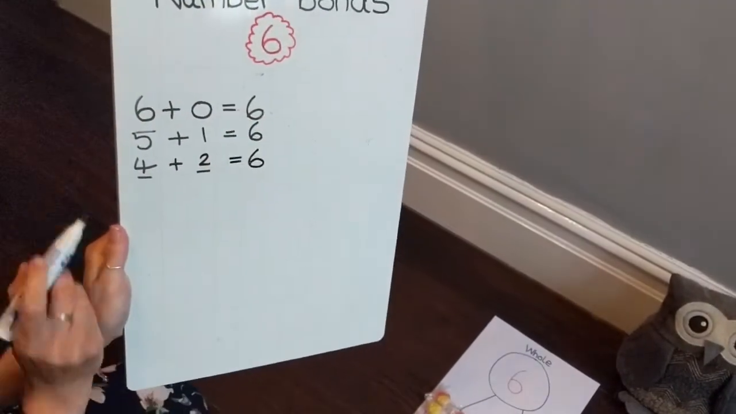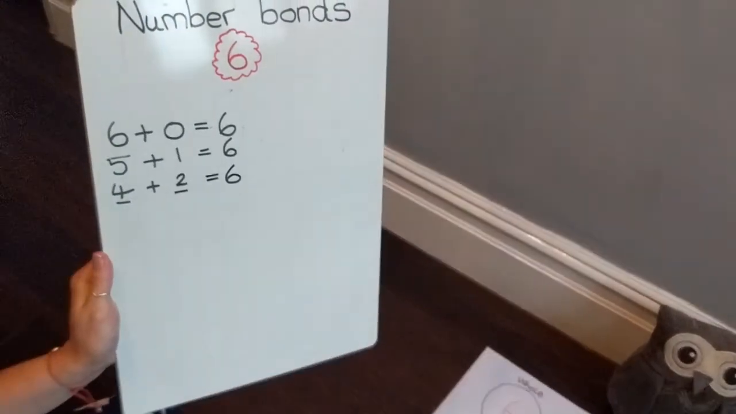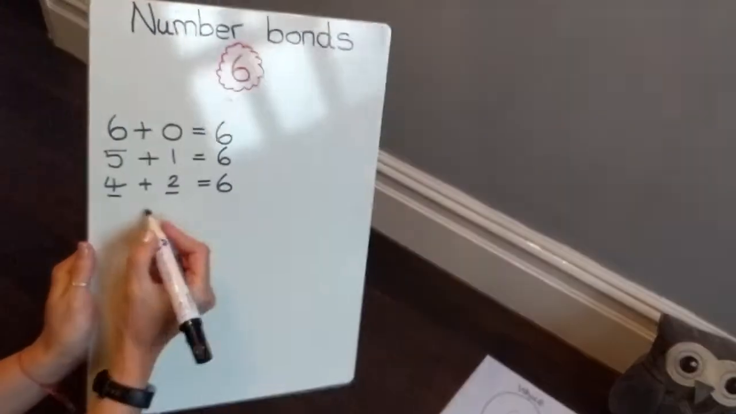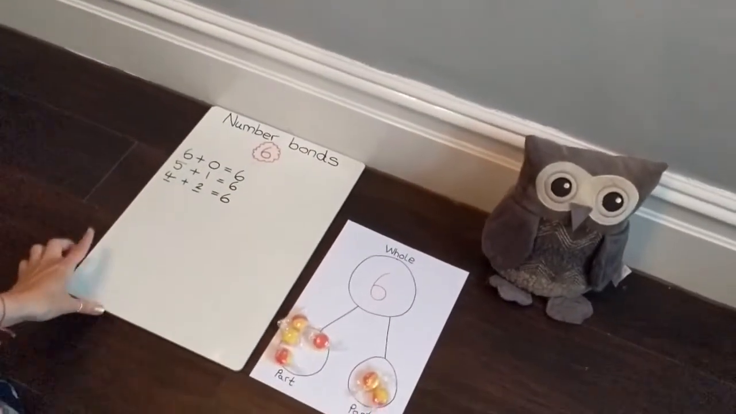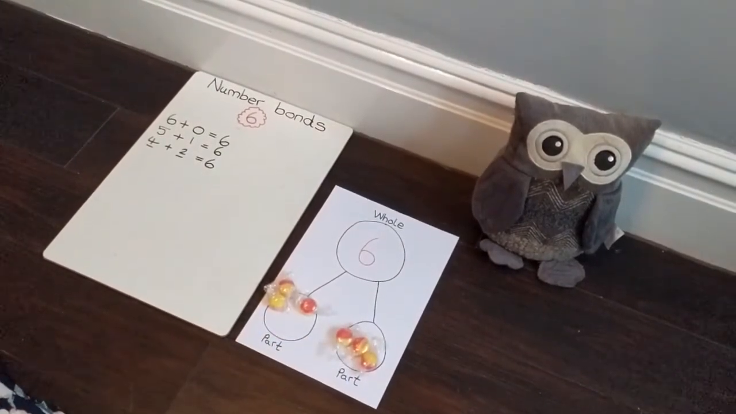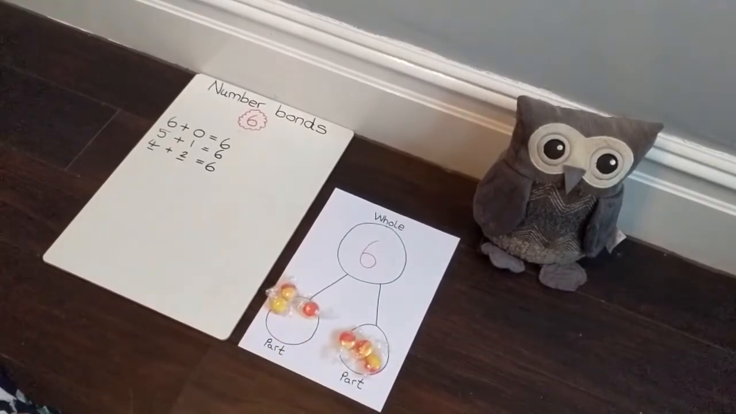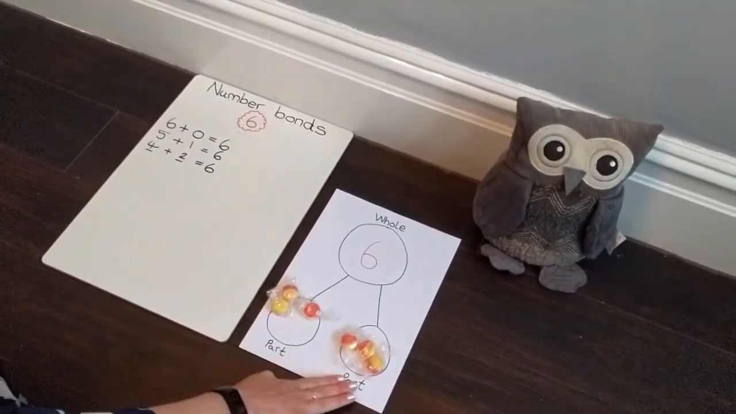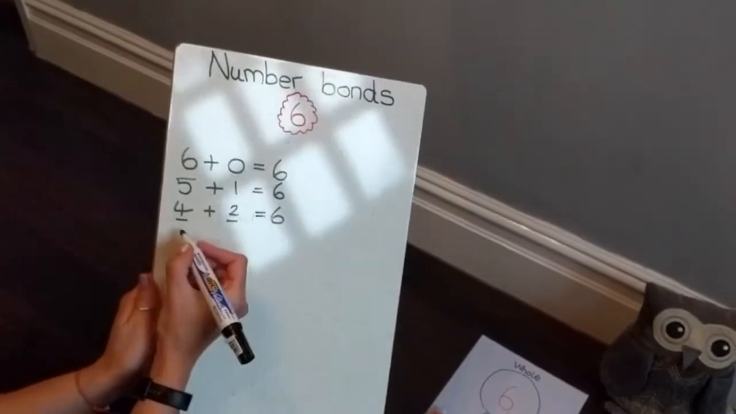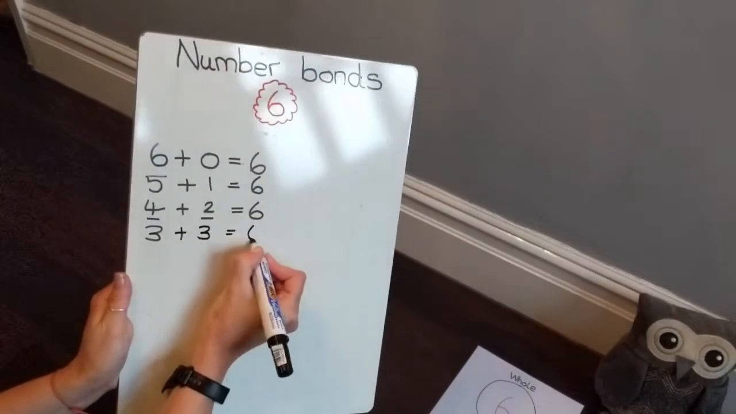That whole amount's still the same. I can notice that this is decreasing in value, 6, 5, 4, and this is increasing in value, 0, 1, 2. Let's do that. If we move our one sweet across, our parts are now equal. This part has 3 sweets and this part has 3 sweets. So 3 add 3 equals 6. Let's record this one on our board. 3 add 3 equals 6.